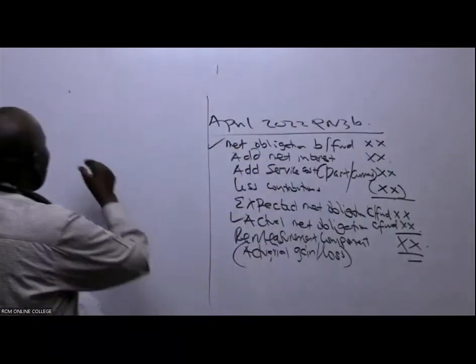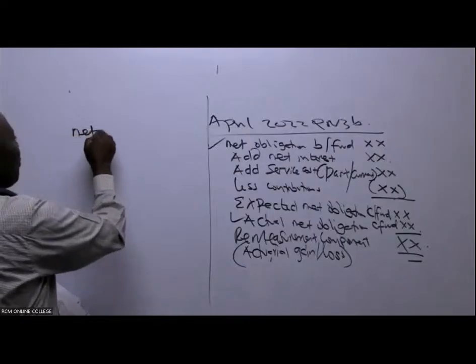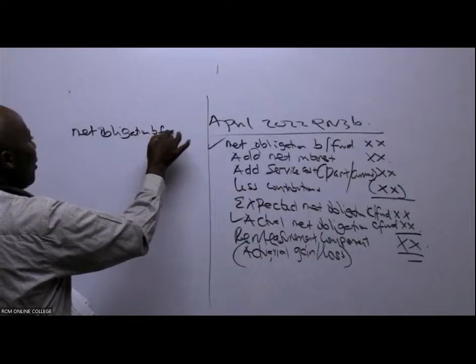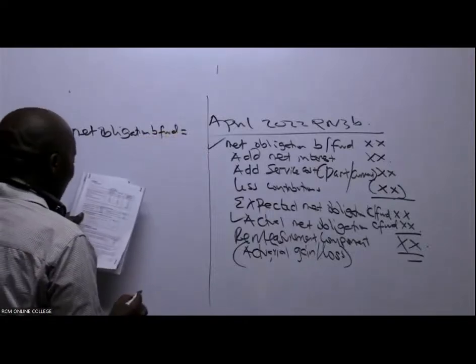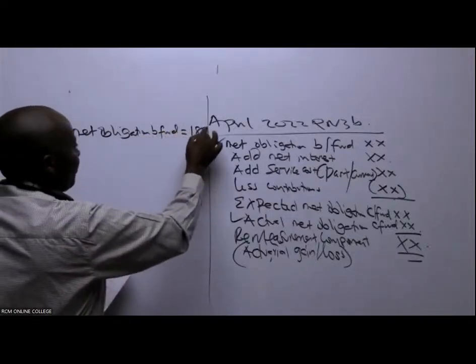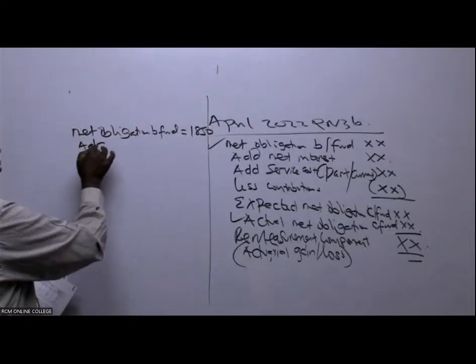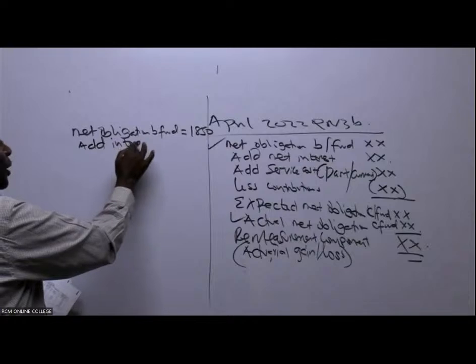So we start right away. Then we have the net obligation brought forward. How much do we have there? 1850. This amount must earn interest. So you can just mention there, add interest or net interest.